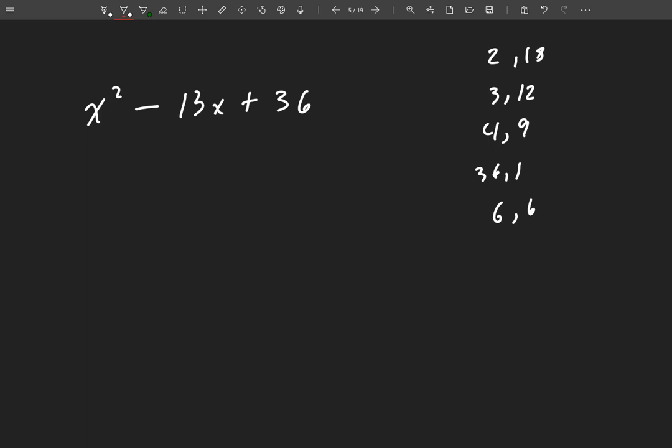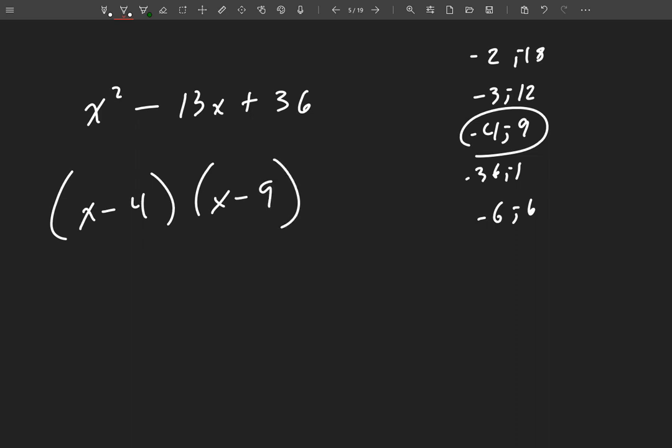And I'm going to notice again that since this is positive, they're going to be either both positive or both negative. And in this case, they're both going to be negative because that's how I'm going to get that negative 13. So all of these signs over here are going to have to be negative, right? All right, let's think through this. Which of these pairs of numbers gives me negative 13? Well, you probably already found it. It's negative 4 and negative 9. So that means that x minus 4 and x minus 9 give me this.